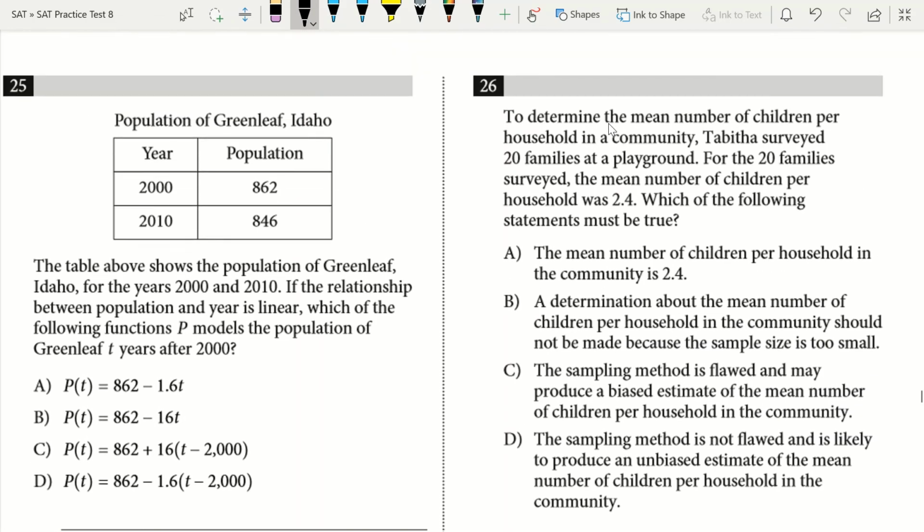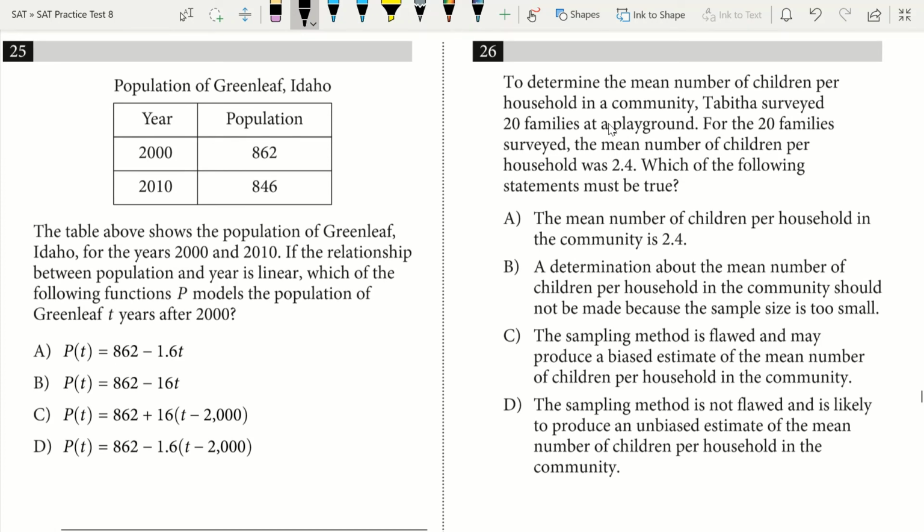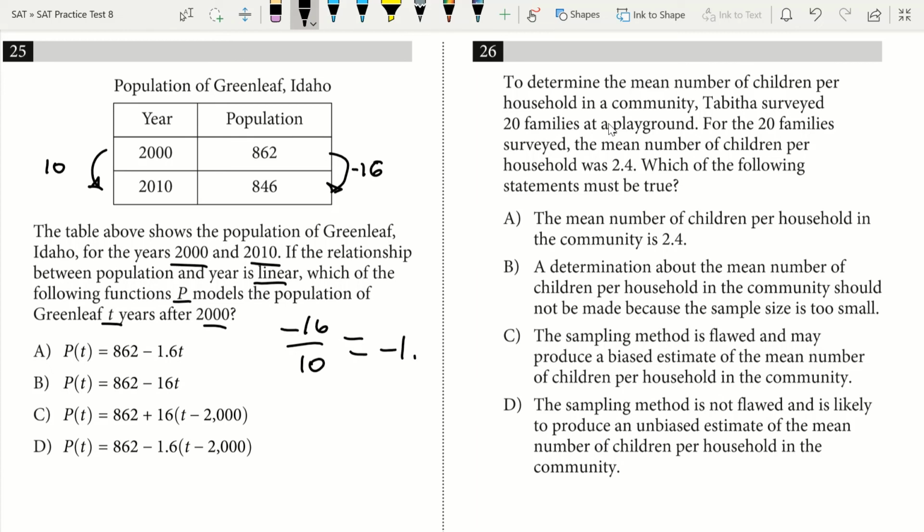All right, question 25, population of Greenleaf, Idaho. The table above shows the population of Greenleaf, Idaho for the years 2000 and 2010. If the relationship between population and year is linear, which of the following functions P models the population of Greenleaf T years after 2000? All right, well, I see I went down in population by 862 minus 846, which gives me 16. And I see as I went down in population, my time increased by 10 years. So I went down negative 16 over 10 per year, which is equal to negative 1.6 T. I know I start in 2000 with 862 people, so my equation therefore will be P of T is equal to 862 minus 1.6 T. All right, so my answer is A.